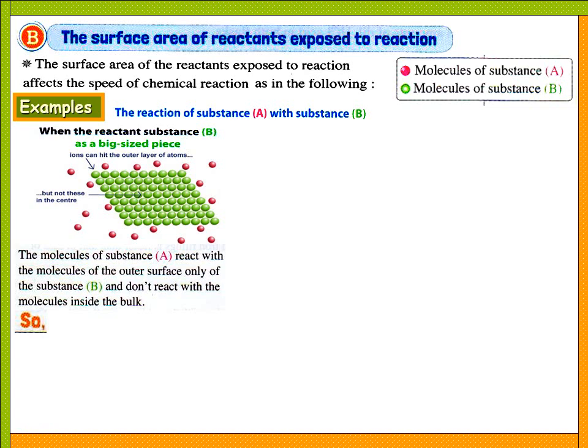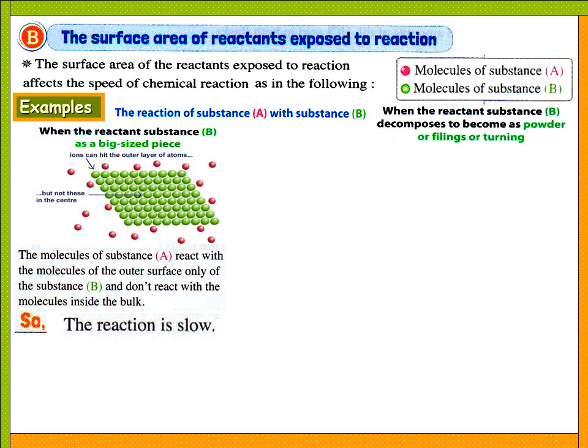Okay, the purple or pink one here, the molecules of substance A, react with the molecules of B on the outer surface only, and there is no reaction inside the inner parts, inside the bulk of the substance B. So the reaction will be slow.